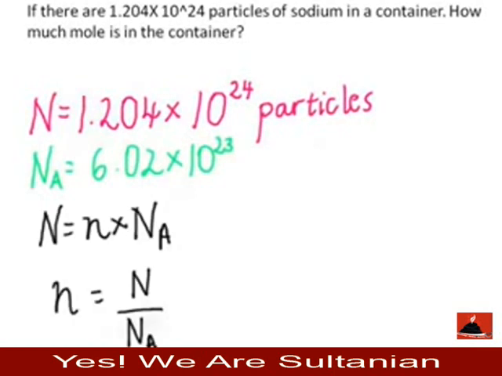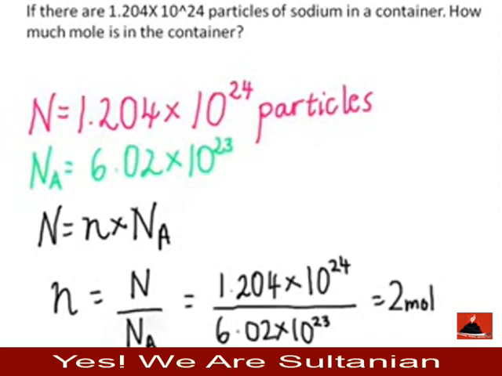We write down our formula and make little n, or the number of mole, the subject. So little n is big N over Na. Then we can substitute our numbers in. So big N is 1.204 times 10 to the 24 over Avogadro's constant, and we get 2 mole as our answer.